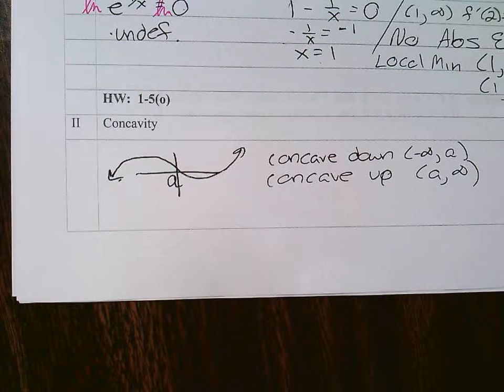Now what we're about to do is learn what the second derivative tells us, which is going to be the point of inflection. And the point of inflection is going to be kind of like the critical point of the first derivative, but it's going to tell us where it's changing from concave down to concave up, or concave up to concave down.